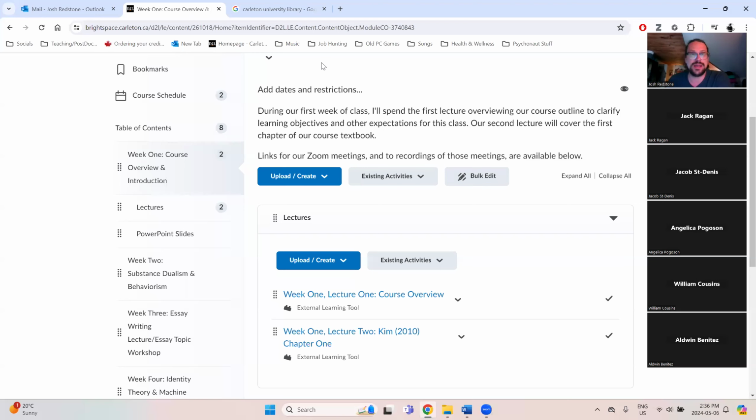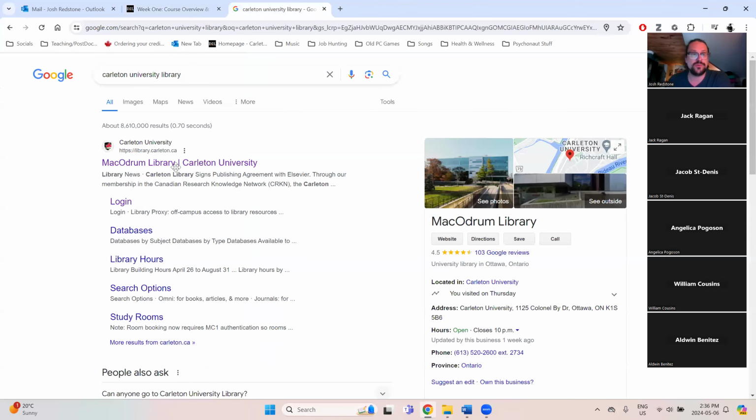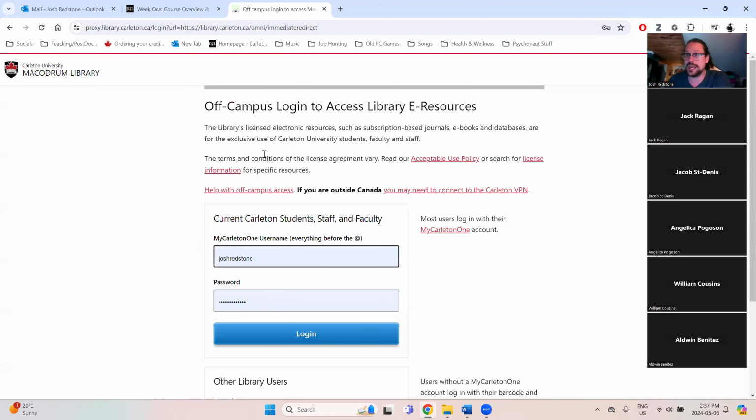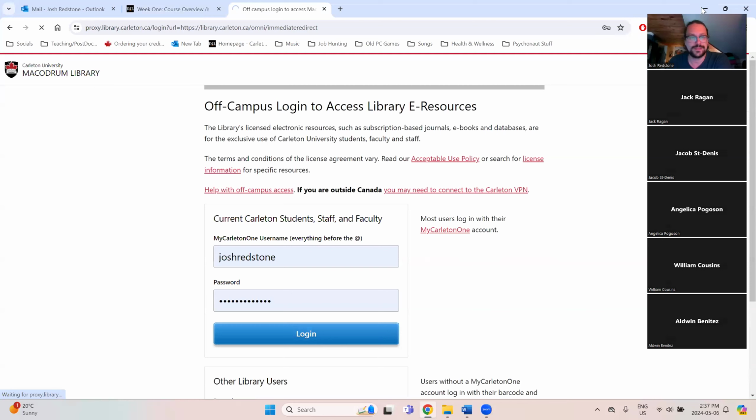So let's get this out of the way and go here. You want to log in to the Carleton University Library. I'm going to use the library proxy because I'm not on campus right now. So let's log in. And we'll just wait a few seconds.